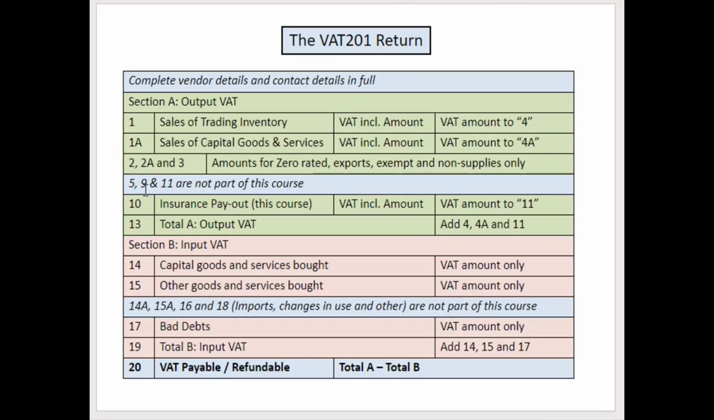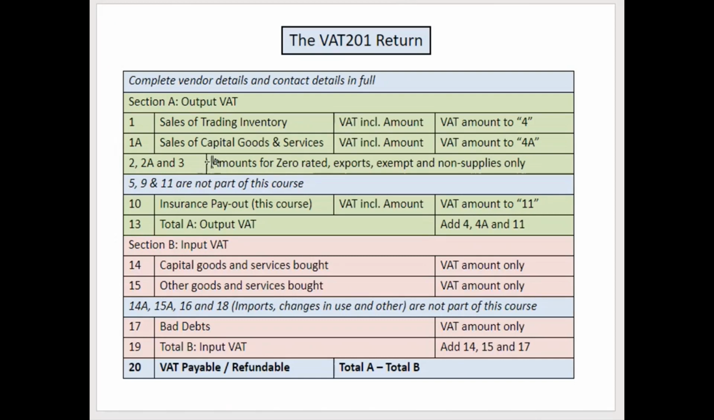Sections 5, 9, and 11 on your VAT return is not part of this course. Okay. This is a part that you will fill in or should have filled in if you do tax or if you do financial statements, but not in bookkeeping and not in business management do you have to fill in sections 5, 9, and 11. So what are you going to fill in there? Nothing. Leave it open. Okay.